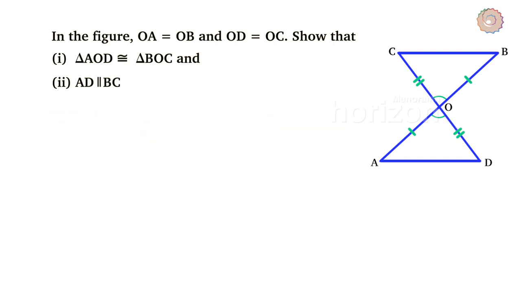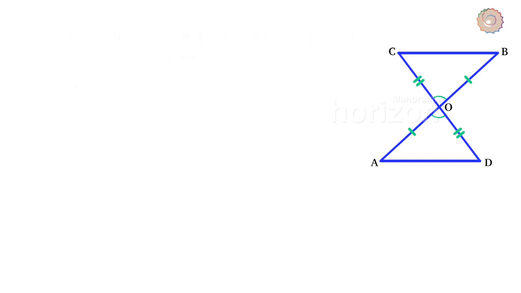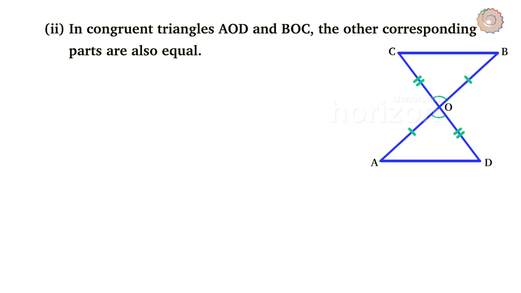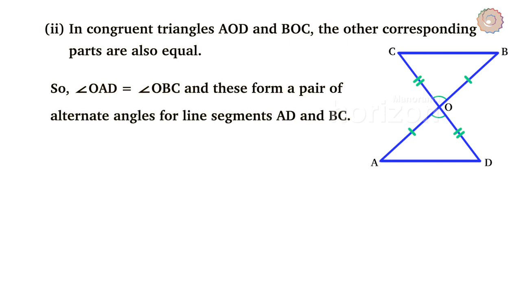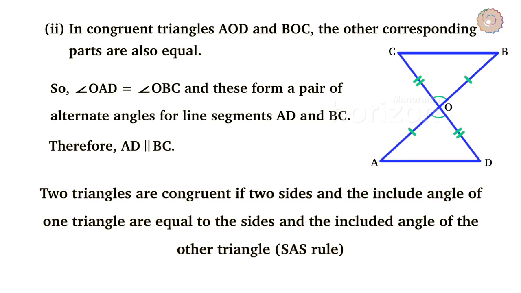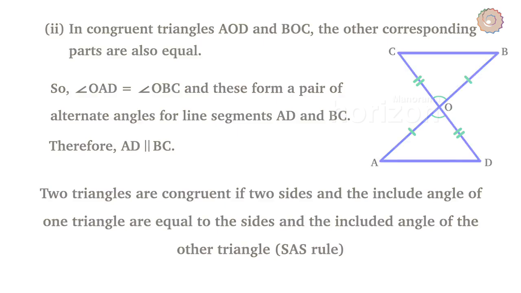Now, let us see the second part of the question, which says to prove AD is parallel to BC. In congruent triangles AOD and BOC, the other corresponding parts are also equal. So, angle OAD is equal to angle OBC, and these form a pair of alternate angles for the line segments AD and BC. Therefore, we can say that AD is parallel to BC. Hence, proved that two triangles are congruent if two sides and the included angle of one triangle are equal to the two sides and the included angle of the other triangle, according to the SAS rule.